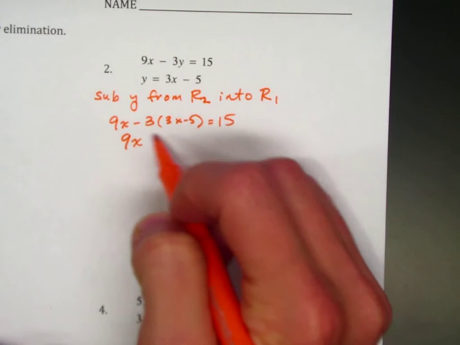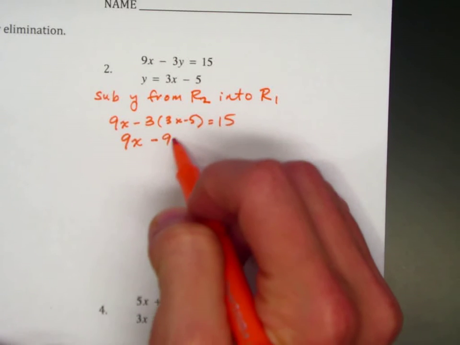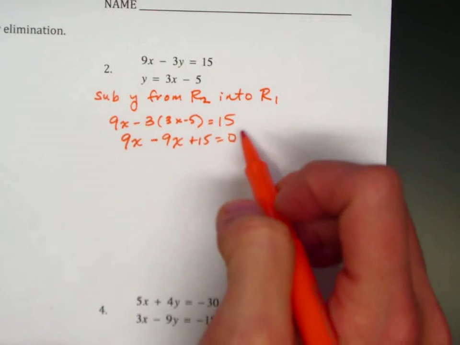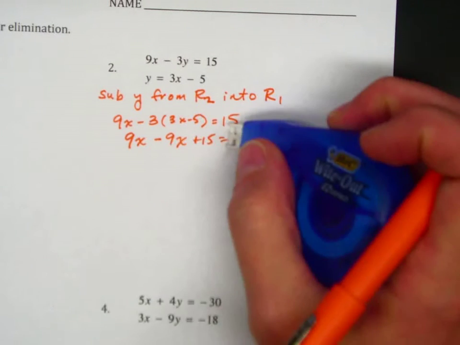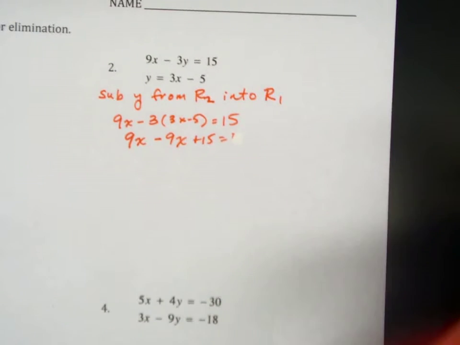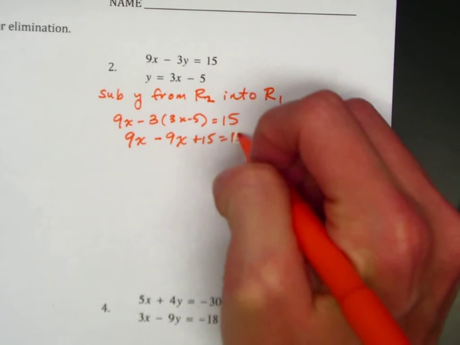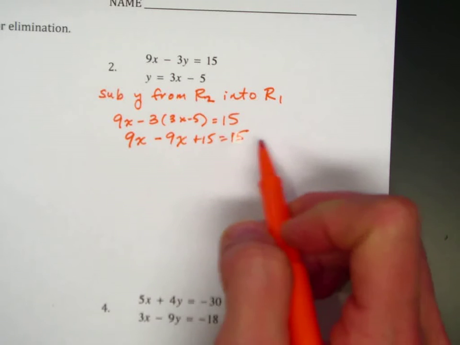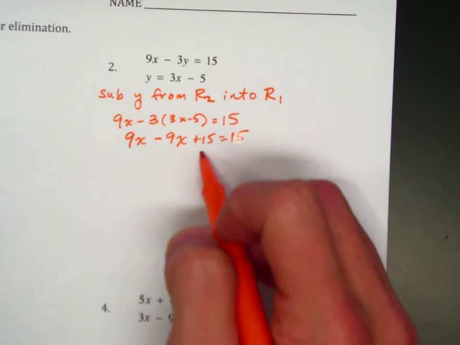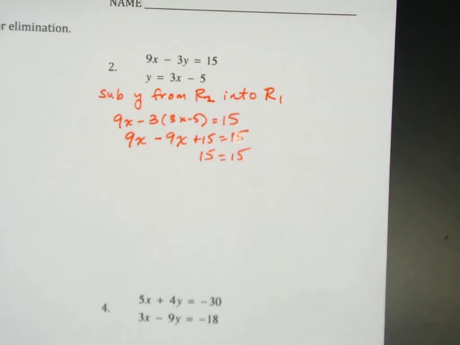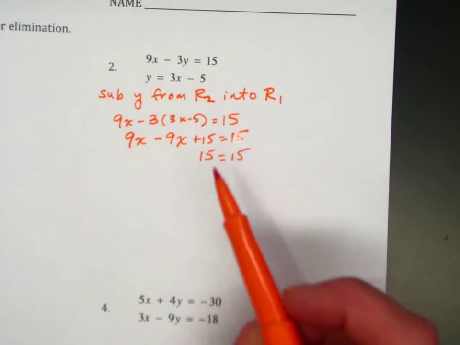So we get 9x minus 9x plus 15 equals 15. And the 9x's cancel out, and then we get 15 equals 15. And that's always going to be true. When that happens, we have infinitely many ordered pairs.